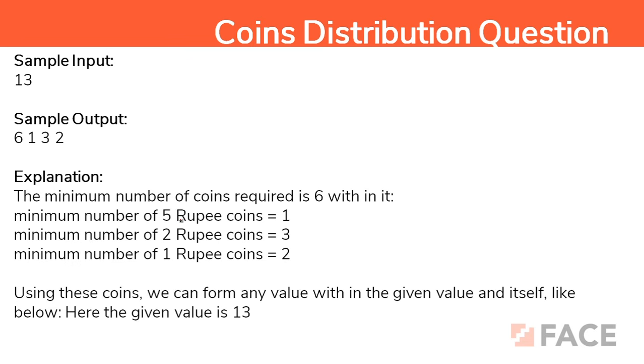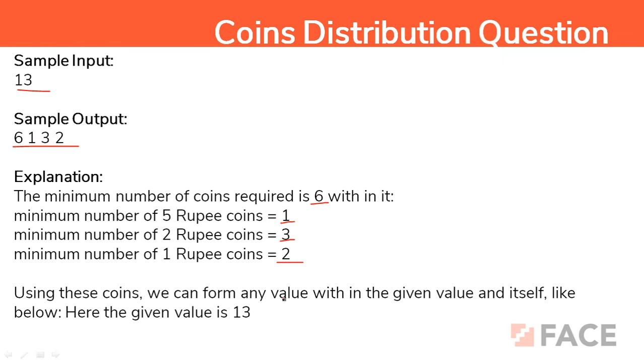They're giving us a sample input as 13 and the sample output is given as 6 1 3 2. This is the same thing that was given to us in the question also, where they said for 13 rupees you can form it with 1 5 rupee coin, 3 2 rupee coins and 2 1 rupee coins. This is exactly what was given. So they're saying the minimum number of coins is 6. The number of 5 rupee coins is 1, the number of 2 rupee coins is 3 and the number of 1 rupee coins is 2.